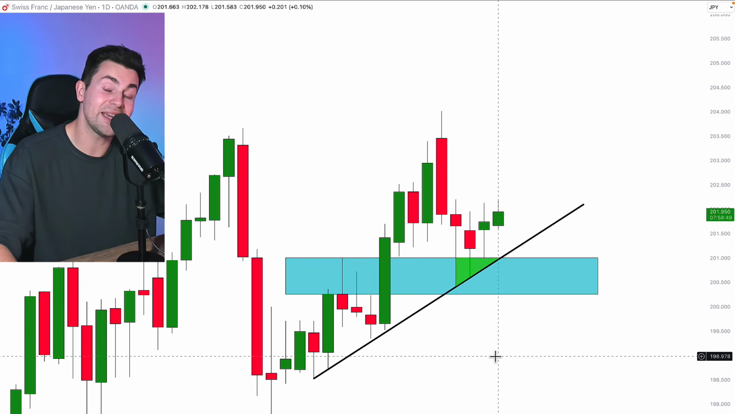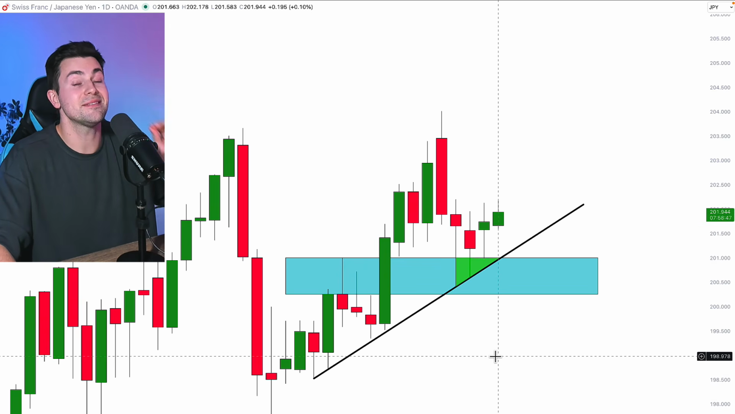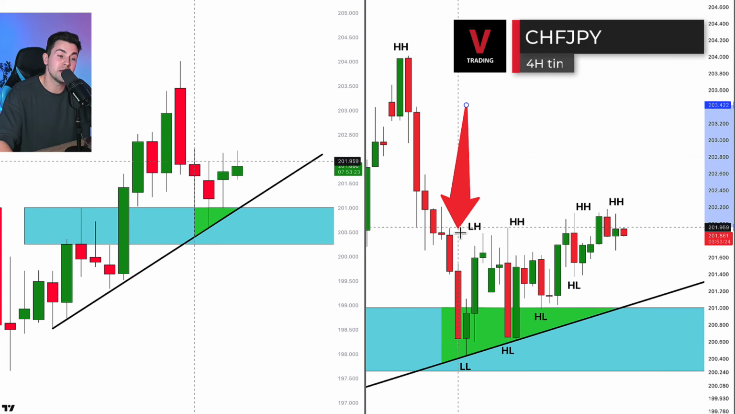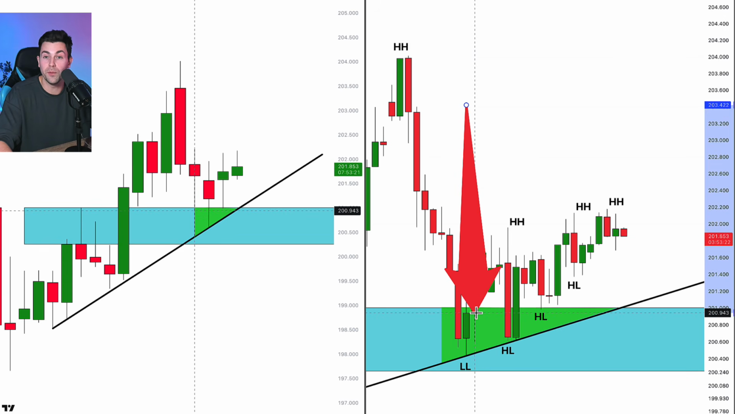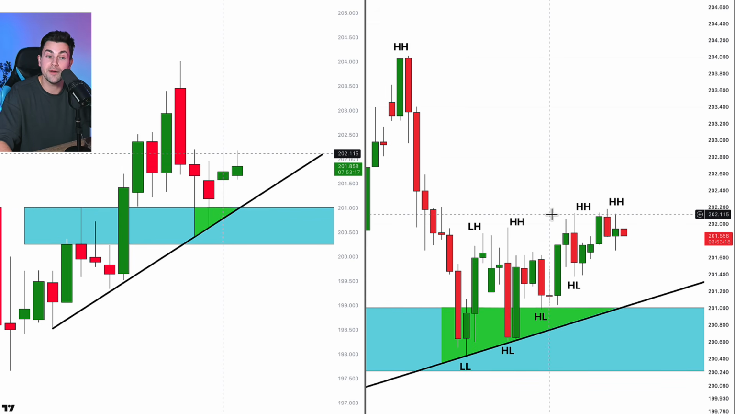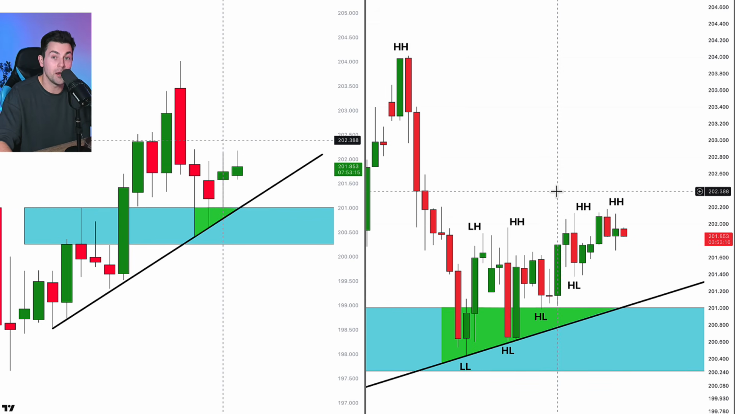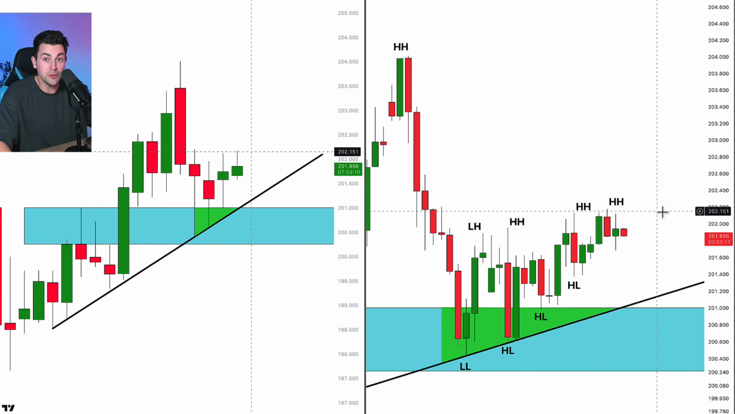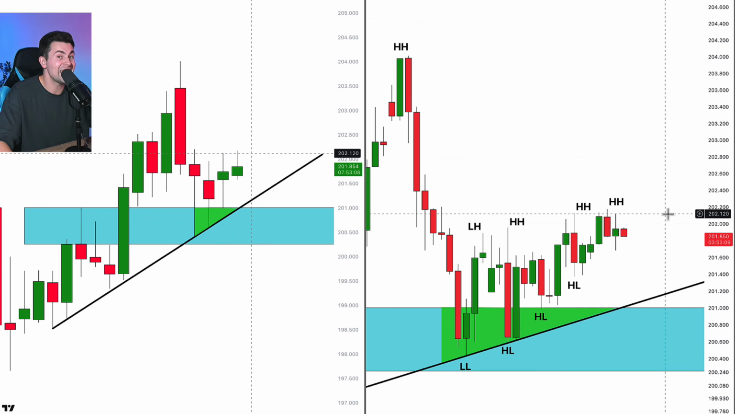So the only condition that is missing is a break of structure on a 4-hour time frame. On the 4-hour time frame, I executed market structure mapping, and we can see that after a retracement, after a bearish movement to our liquidity demand zone, the market started to coil and the price even started to set higher highs. But even though we see a minor bullish trend here, we don't see any valid bullish break of structure.